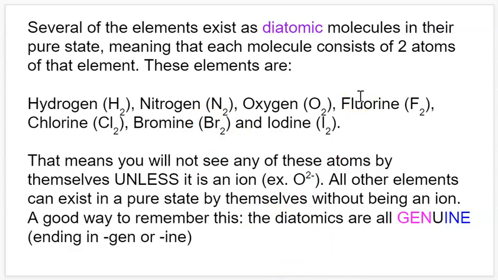But a good way to remember which ones are diatomic is to remember the mnemonic device that all diatomics are genuine, meaning that all of the elements that exhibit this property have a name that ends in GEN or INE. You'll notice here hydrogen, nitrogen, oxygen, fluorine, chlorine, bromine, iodine, etc.